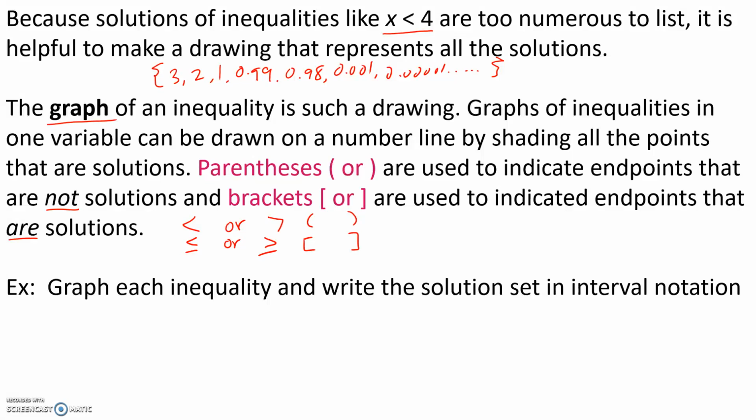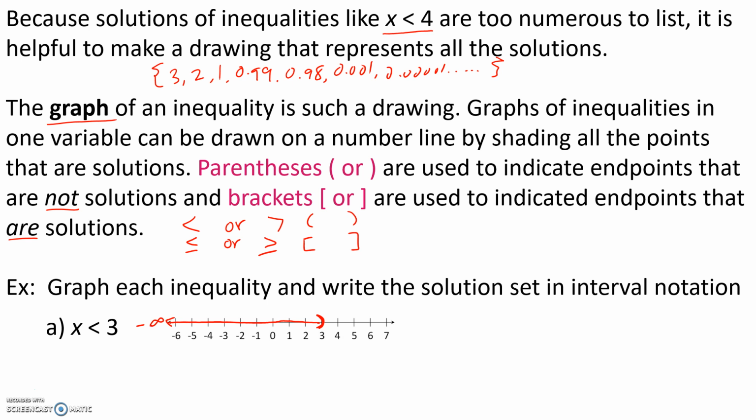Another example. Graph the inequality and write the solution set in interval notation. Let's take x < 3. This means we want the set of all numbers that are less than 3. Since we want the set of all numbers that are less than 3, 3 is not included, so we will represent that using a parenthesis. The numbers that are less than 3: 2, 1, 0, -1, etc., will be shaded in this direction. And since the numbers are getting smaller and smaller, they will get infinitely small and approach negative infinity.